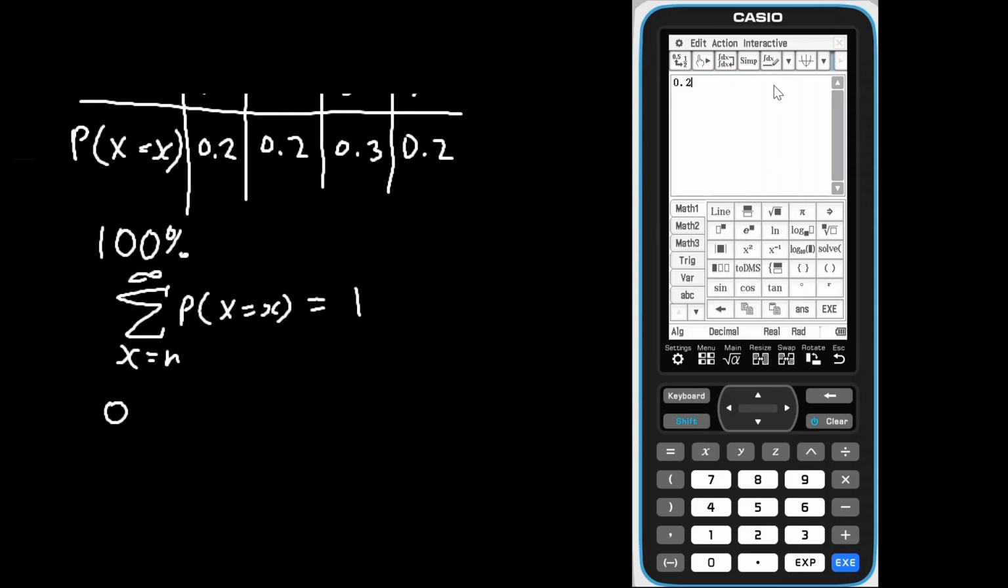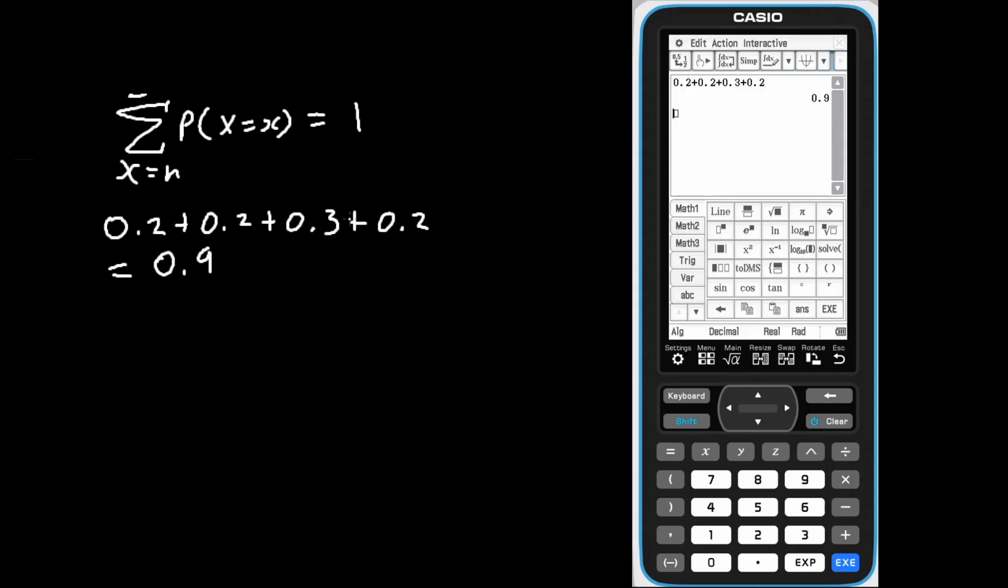So 0.2 plus 0.2 plus 0.3 plus 0.2. Huh, not quite. It's only equal to 90%. So we're not quite there. All right. So if we sum them all up, 0.2 plus 0.2 plus 0.3 plus 0.2 is equal to 0.9. And then you just have to say it in plain English.